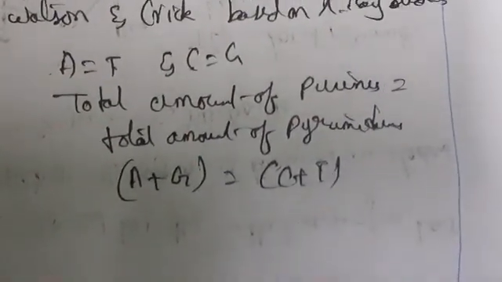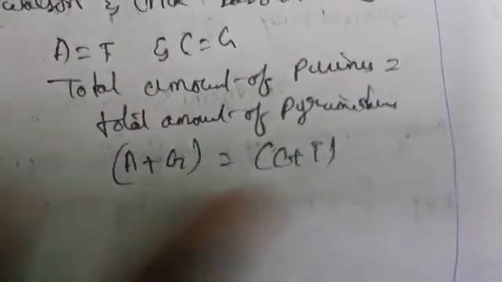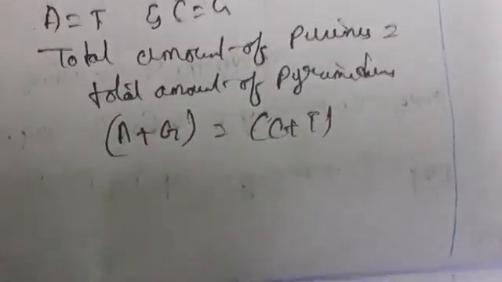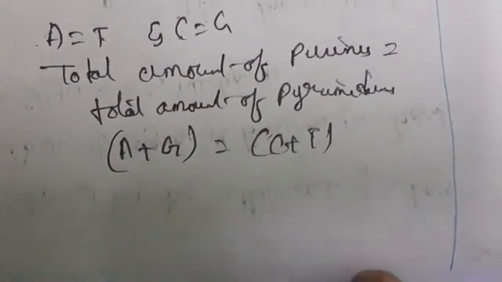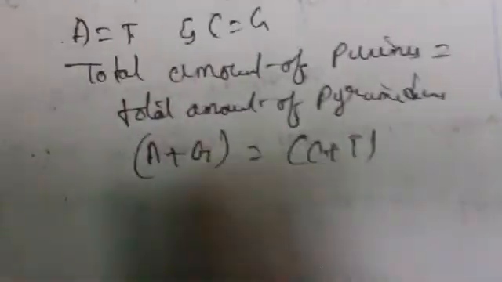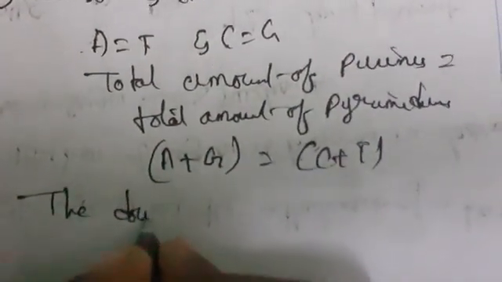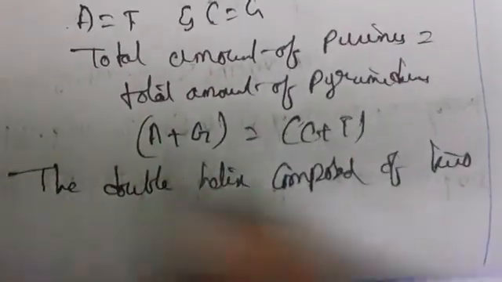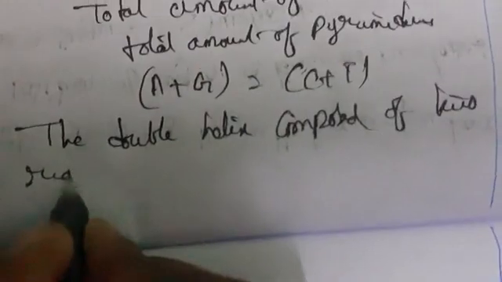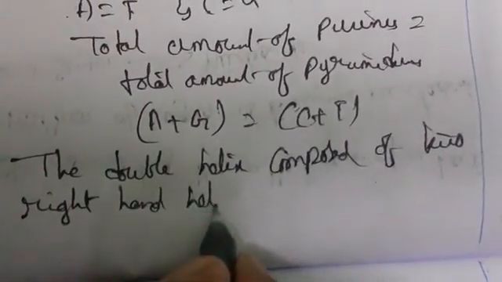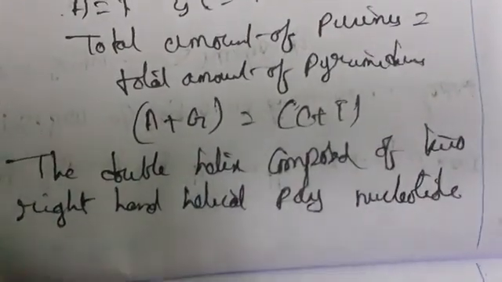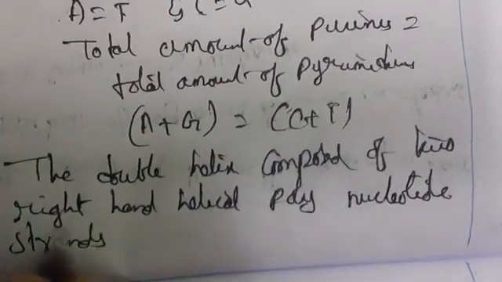The double helix is composed of two right-handed helical polynucleotide strands coiled around the same central axis. The two strands are parallel with each other and have 5'-3' phosphodiester linkages in opposite directions. So the double helix is composed of two right-handed helical polynucleotide strands coiled around the same central axis.